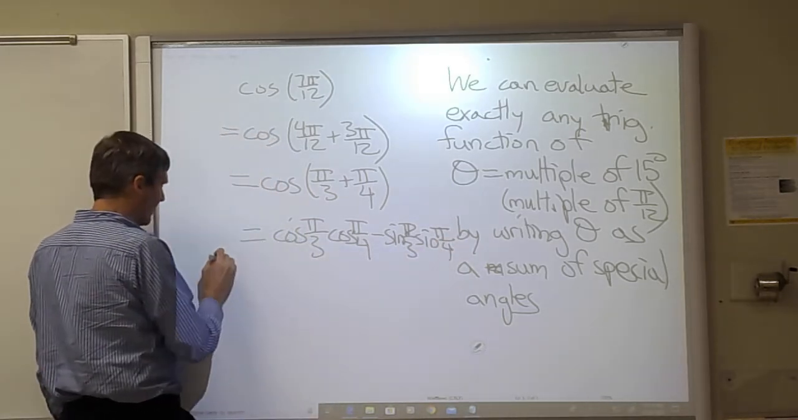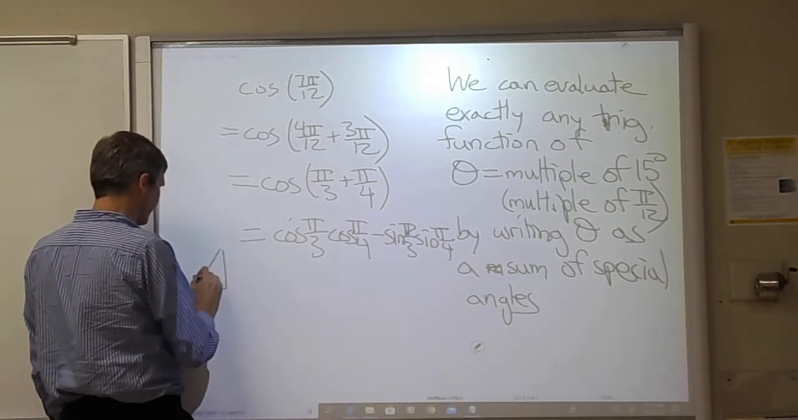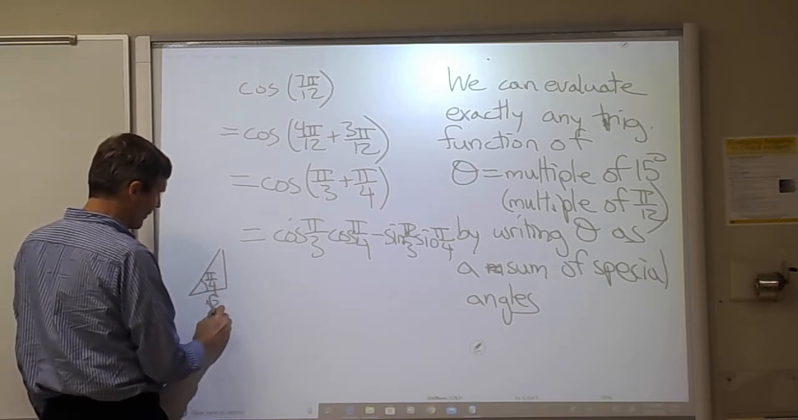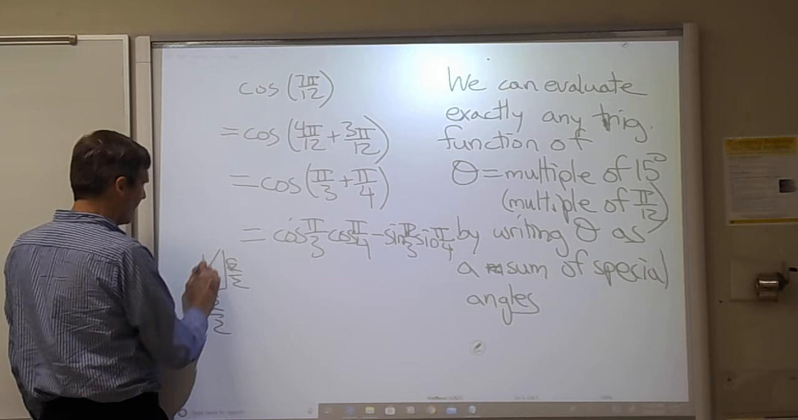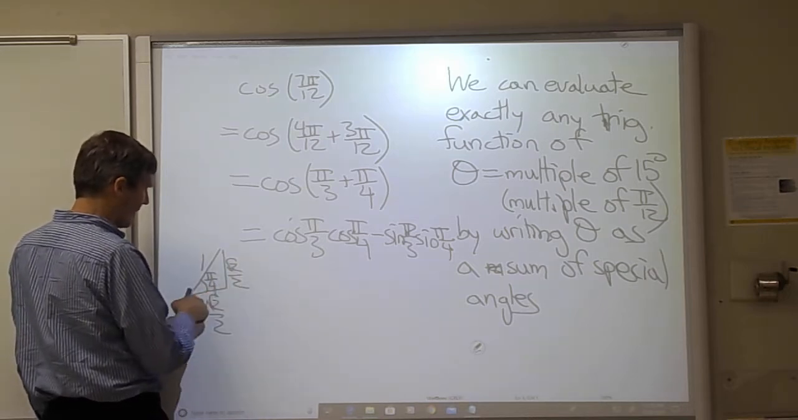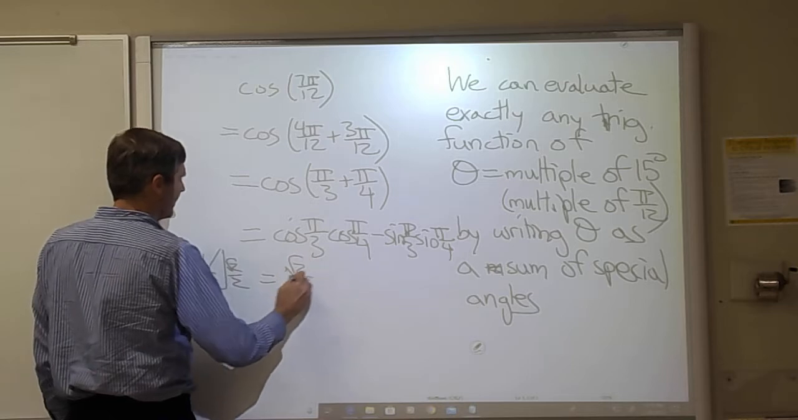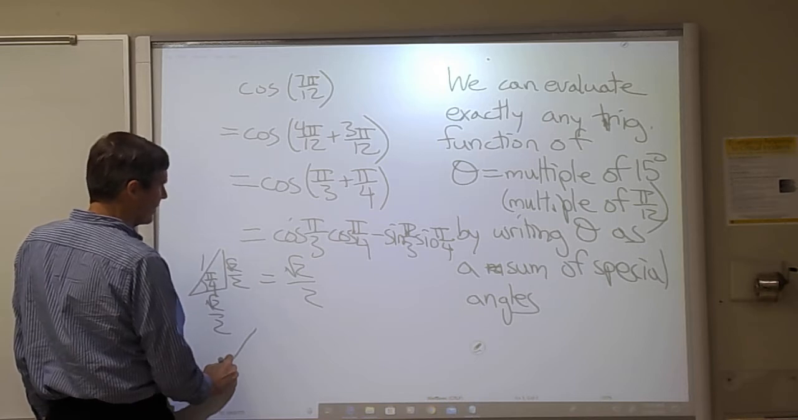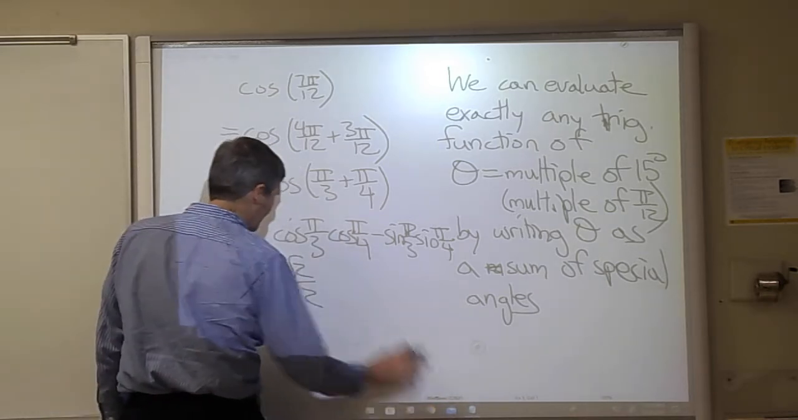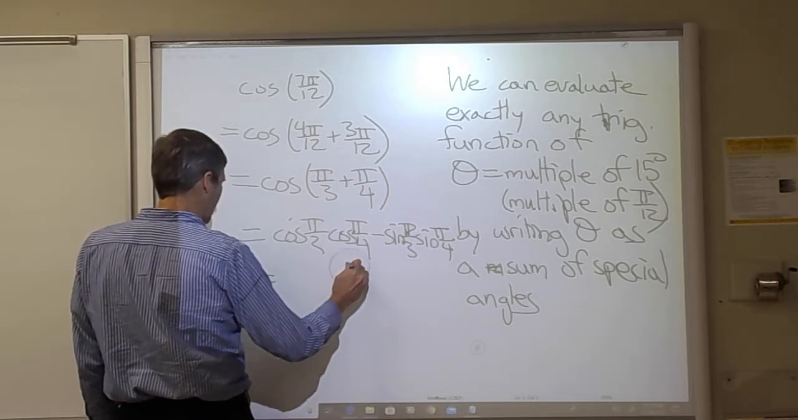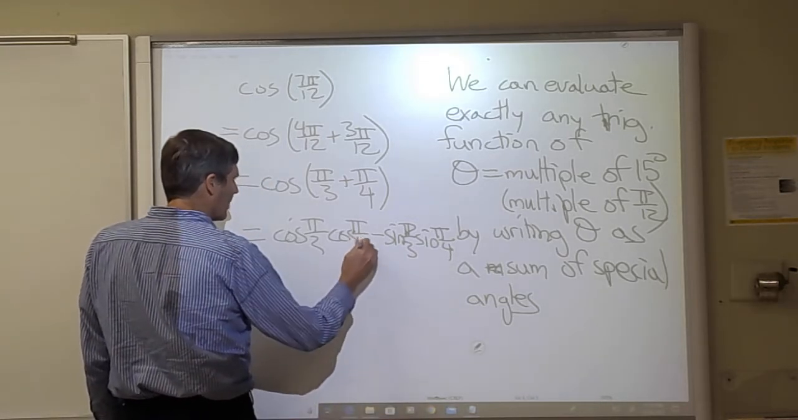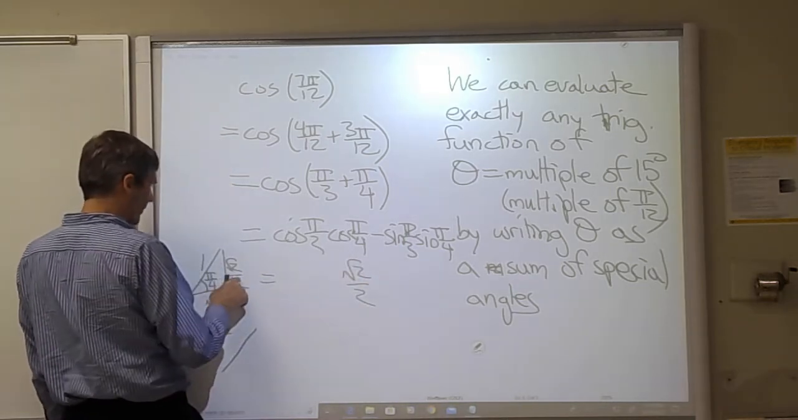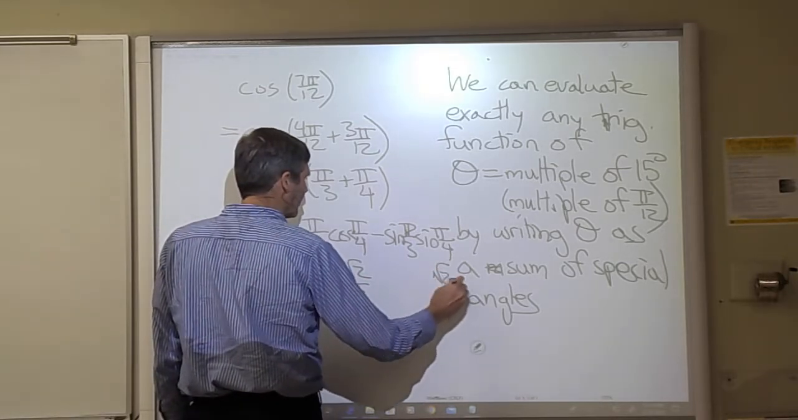To evaluate these special angles, I can use one of our special triangles. In this triangle, I have sides square root 2 over 2, square root 2 over 2, and 1. So the cosine is the adjacent over hypotenuse is square root 2 over 2. I'm sorry, this one is for cosine pi over 4. And then also the sine of pi over 4 is opposite over hypotenuse is square root 2 over 2.